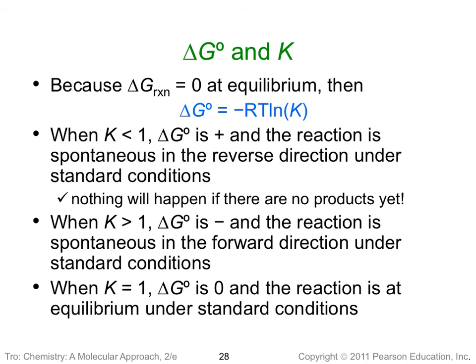So at equilibrium, delta G of a reaction is 0. So this is equal to negative RT ln K. When K is less than 1, delta G is positive, and the reaction is spontaneous in the reverse direction under standard conditions. When K is greater than 1, delta G is negative, and the reaction is spontaneous in the forward direction under standard conditions. And when K is equal to 1, delta G is 0, and the reaction is at equilibrium. Again, this is all under these standard conditions.